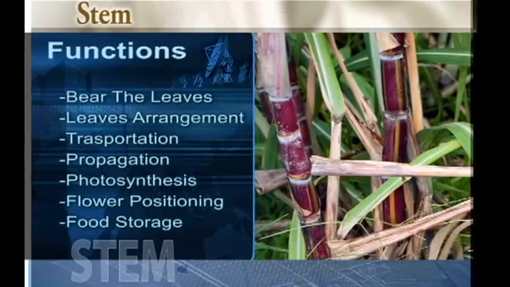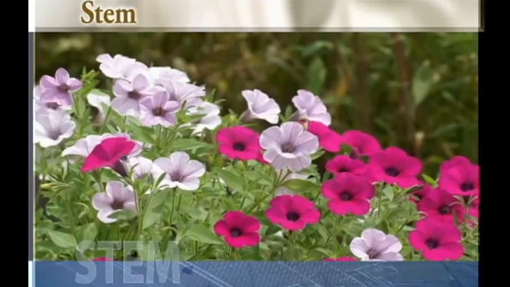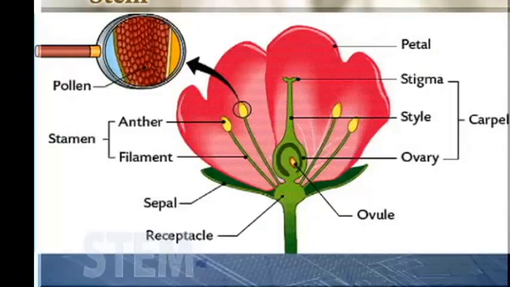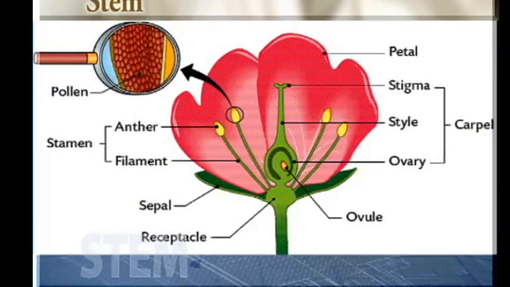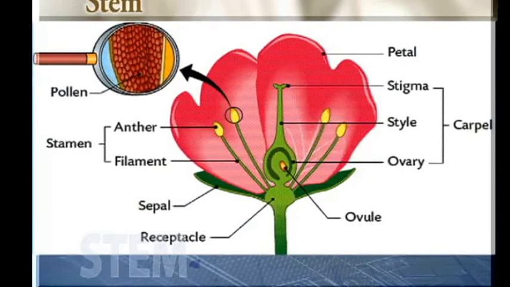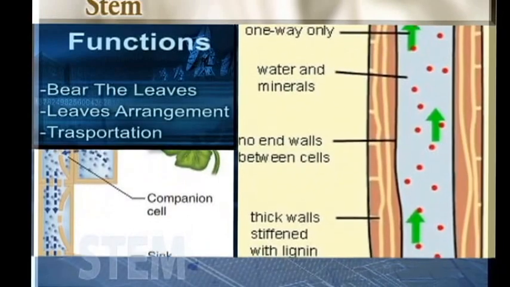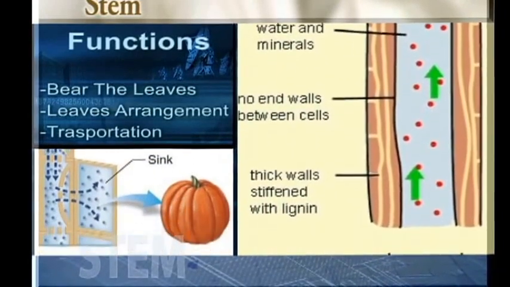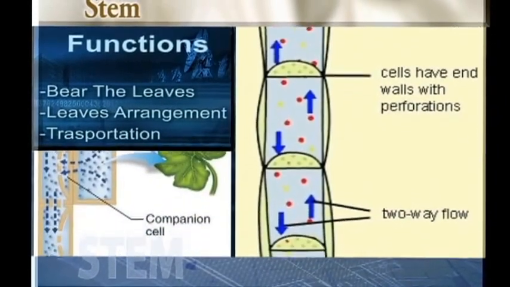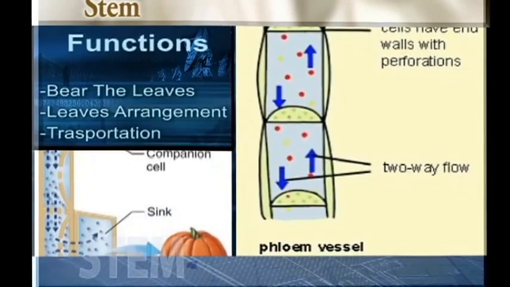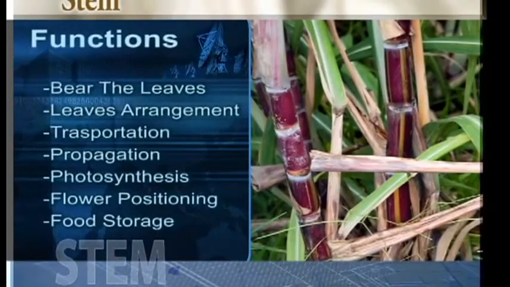And we have said that it also takes part in the exposure of the flowers to the pollinators, where it arranges them in such a way that they attract the pollinator and they can be visible to the pollinators. And then we have also seen that the stem conducts or transports water from the ground to the upper part of the plant, and then it also transports manufactured food from the upper part to the lower part of the plant. And we have also seen that it can carry out photosynthesis and it can store food.